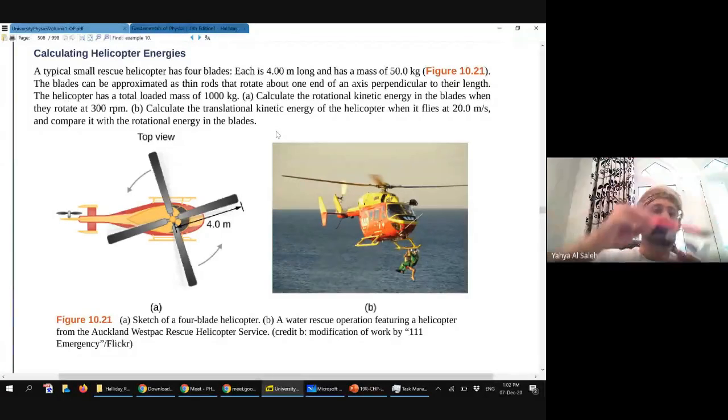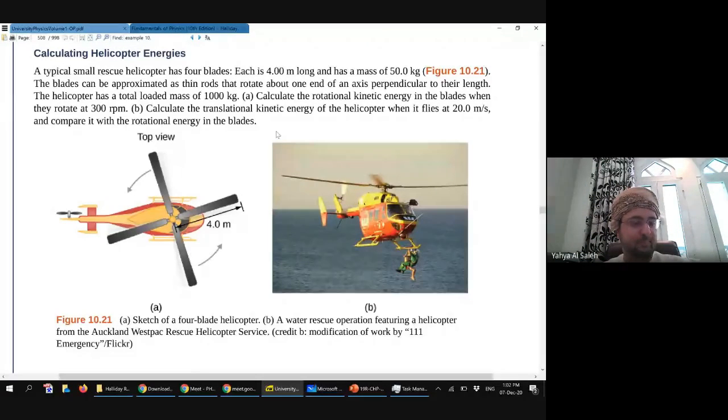So we go through one blade, second blade, third blade, and fourth blade, and the axis of rotation is perpendicular to all of them like this. Now we already know that all the tables are going to give us this axis of rotation at the center. Nobody's going to give us the axis of rotation at the edge. So we're going to have to do some working out.